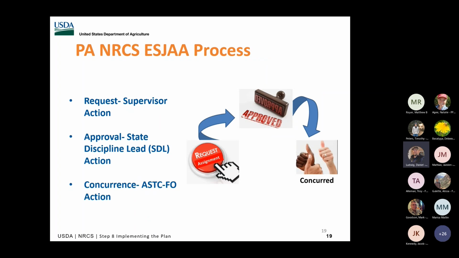So again, the request requires supervisor action. What that's basically saying is that you as the employee, once you've determined that you need job approval or need increases, then typically you're just having that conversation with your supervisor. If you're a partner or affiliate, you're talking to the DC or the SDC with NRCS to support those requests. Again, the approval phase is held by our state discipline leads who review all those requests and then make a determination. And as mentioned before, your assistants for field ops have that concurrence role.